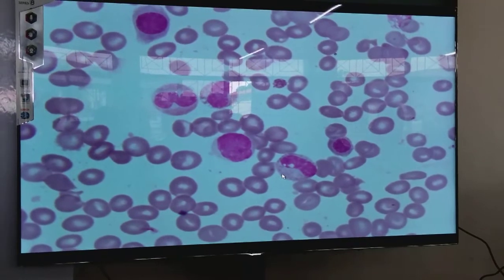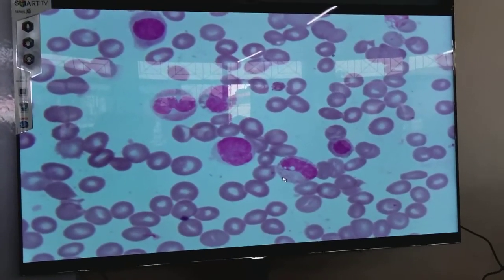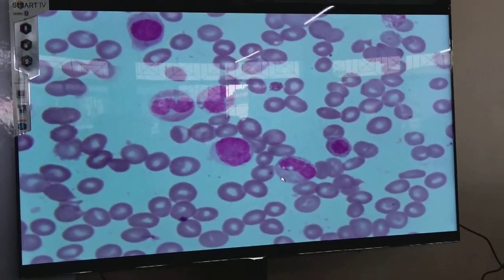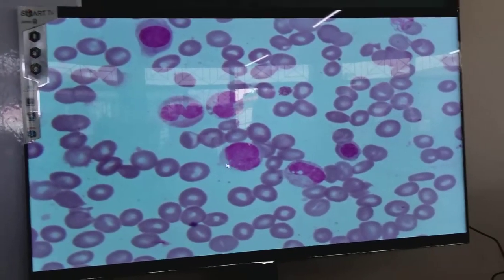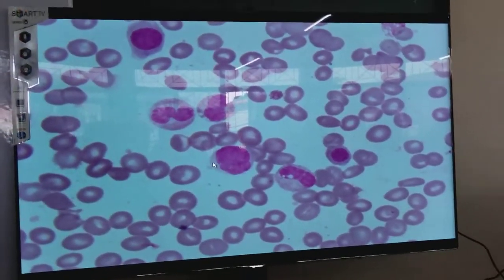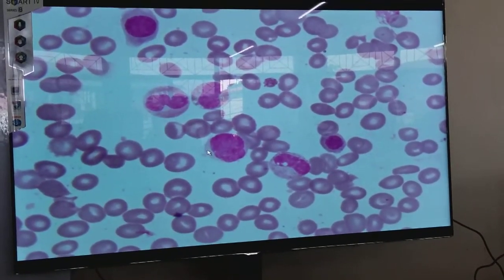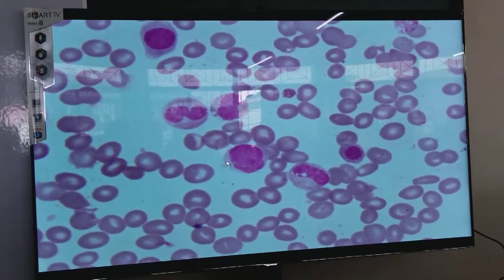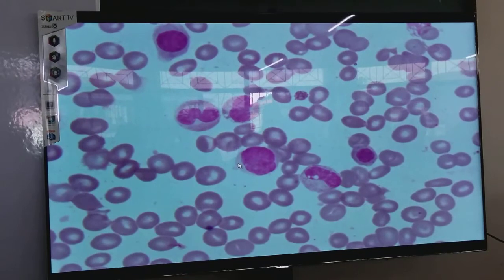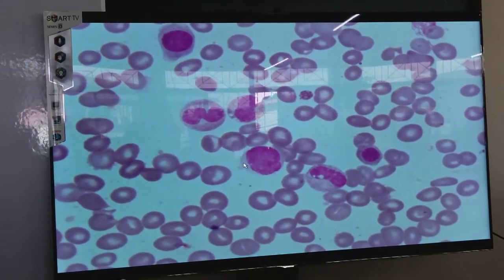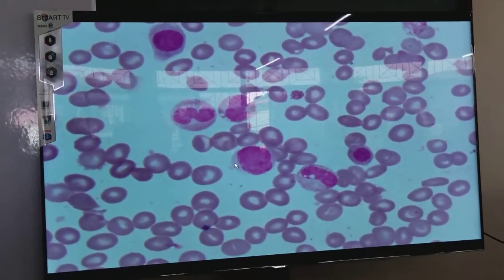Larger. It has a larger nucleus than the other cells, and it also has a very small volume of cytoplasm. Remember, what group of cells is produced by the myeloid series? What are the mature cells produced in the myeloid series? Neutrophils, eosinophils, and basophils. Their cytoplasm contains granules. That is why they are collectively called granulocytes.